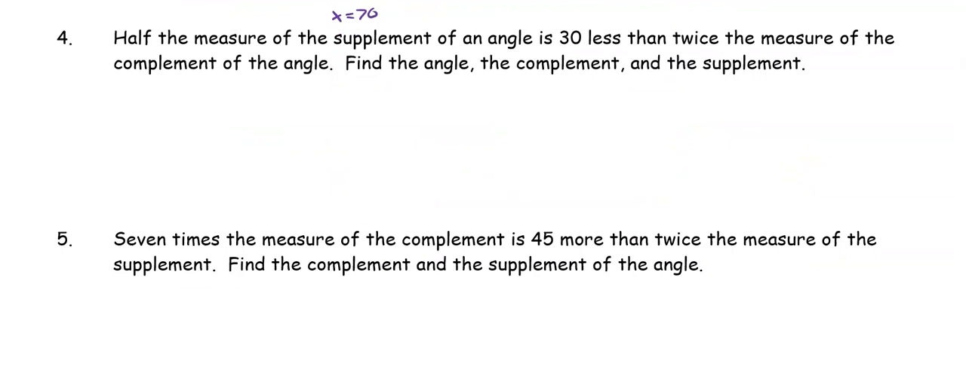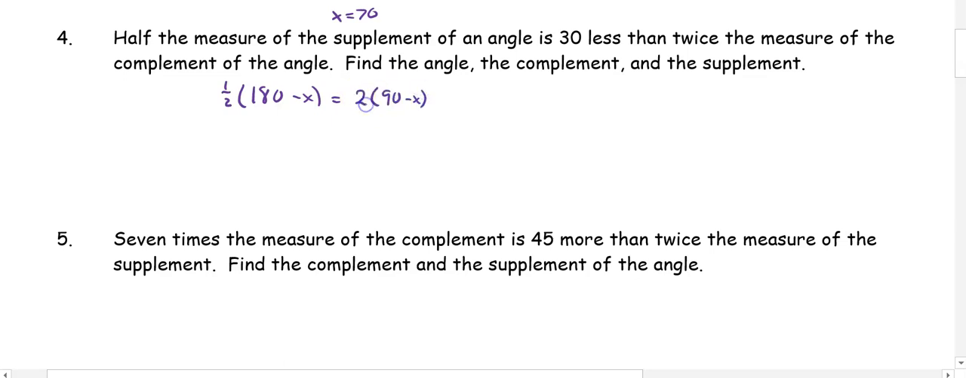Half of the measure of a supplement of an angle is 30 less than twice the measure of the complement. So half of the supplement would be 1/2 times 180 minus x, which is equal to 30 less than twice the measure of the complement. So the complement is 90 minus x. Twice that means multiplied by 2, and 30 less means subtract 30.